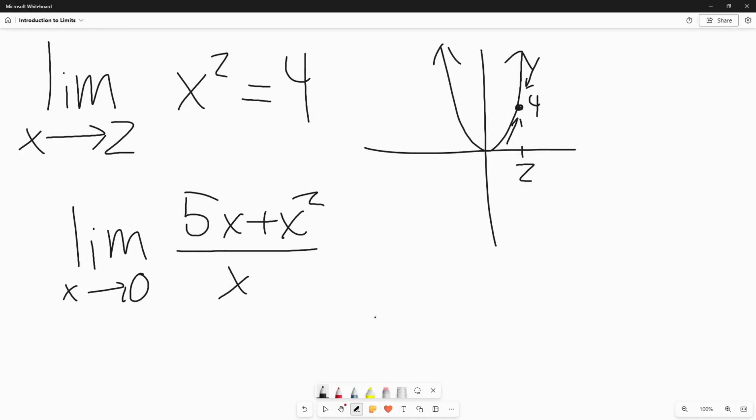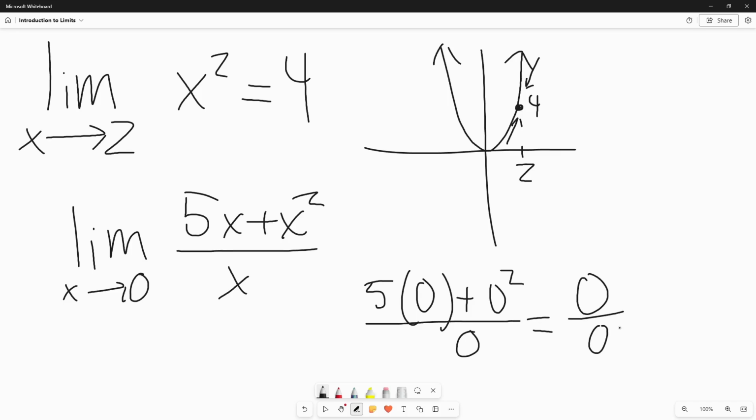So here's an example of a limit that I was talking about where you can't just plug in the value that x approaches into the function. Here, we're trying to figure out the limit of 5x plus x squared over x as x approaches 0 from both sides. If you plug in 0 for x, we get 5 times 0 plus 0 squared over 0. And this just equals 0 over 0, which is undefined, so we can't just do this.